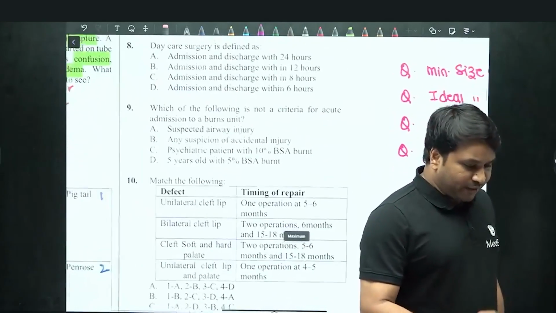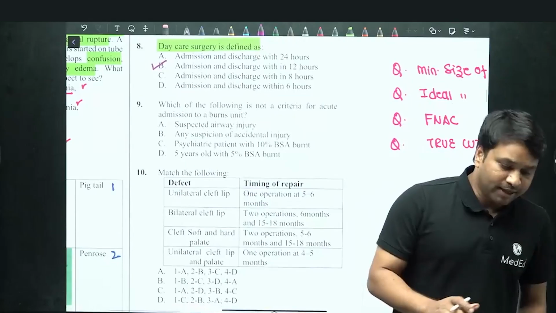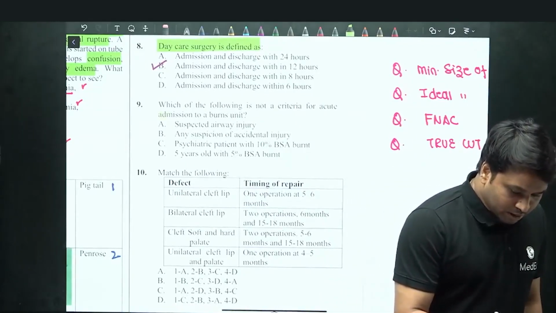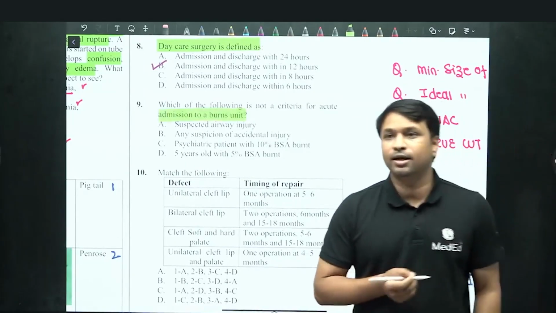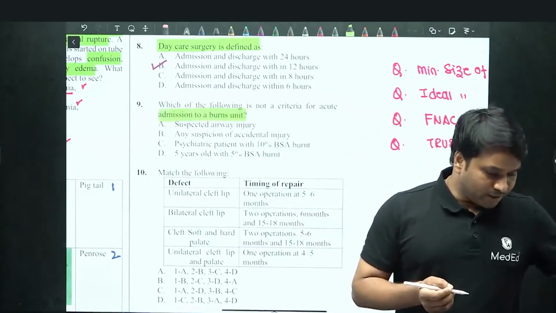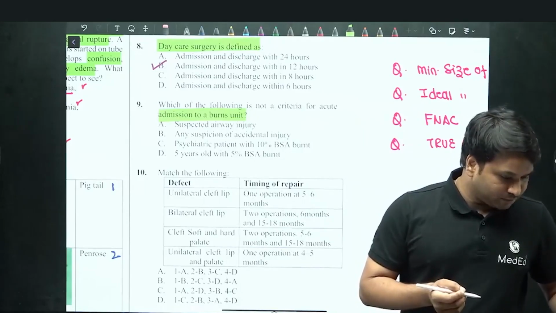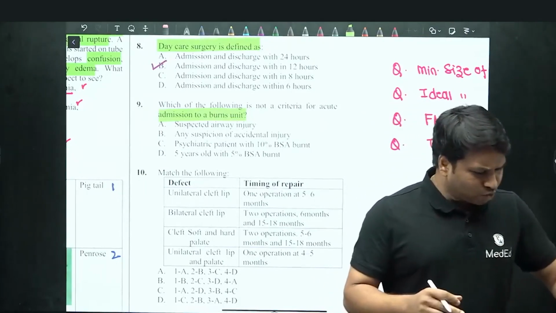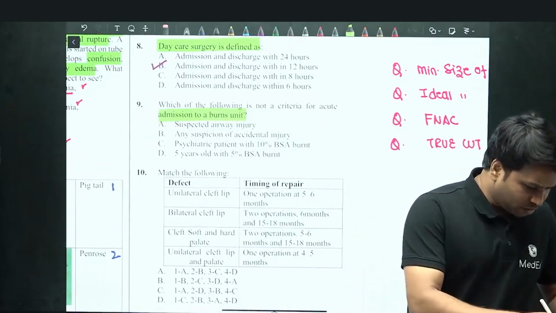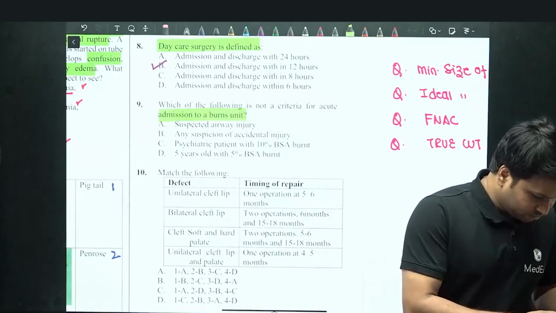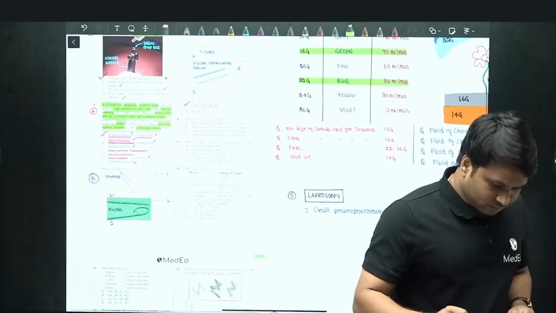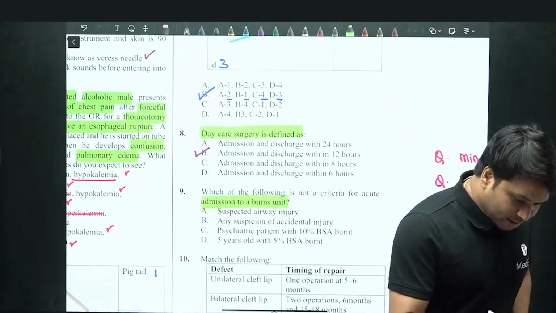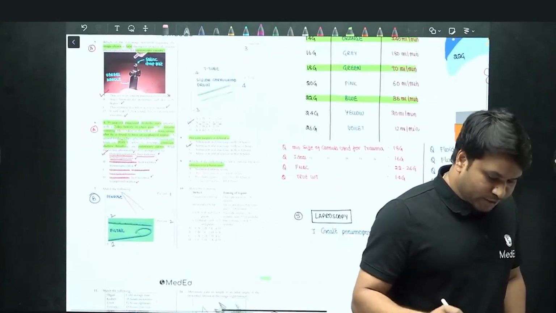Now, which of the following is not a criteria for acute admissions to a burns unit? So we're talking about admission criteria in burns, right? What are the admission criteria in burns? We'll quickly look through the admission criteria in burns and then we'll talk about it. So question number 9, we're talking about question number 8. The answer is B for Bombay. We're talking about question number 9.